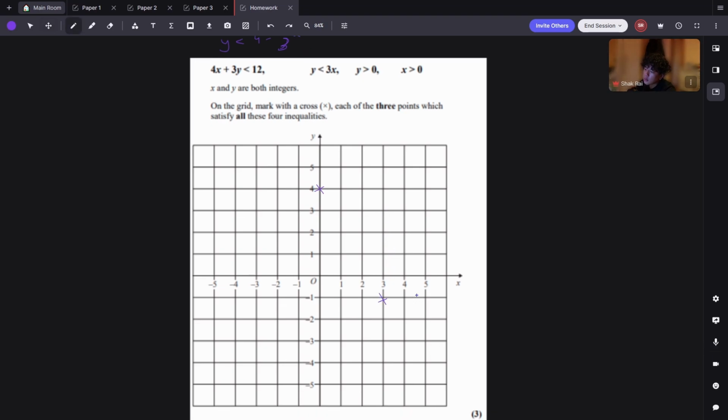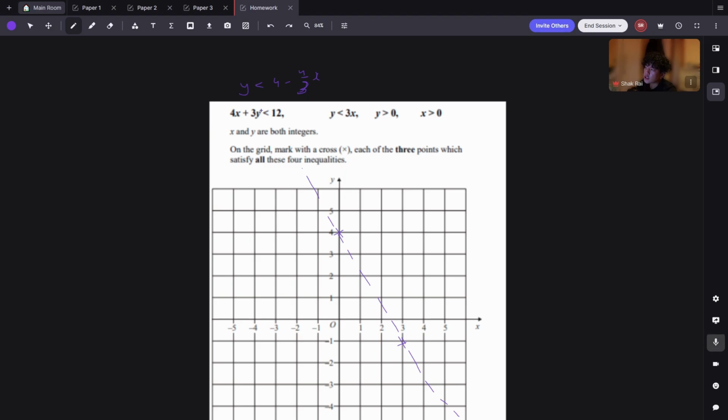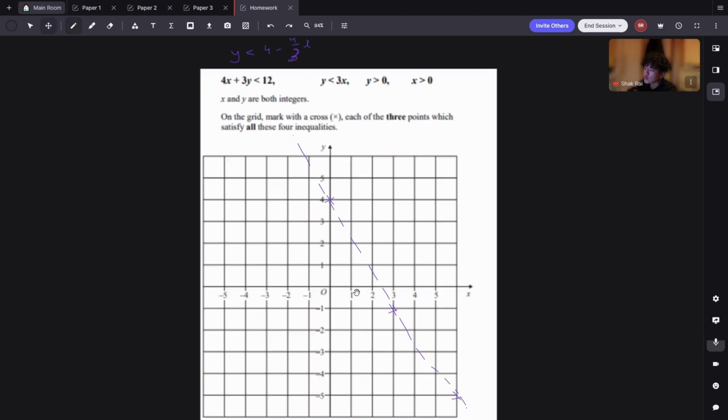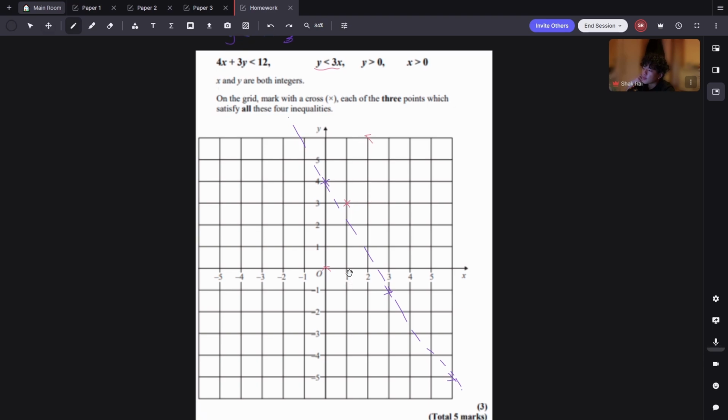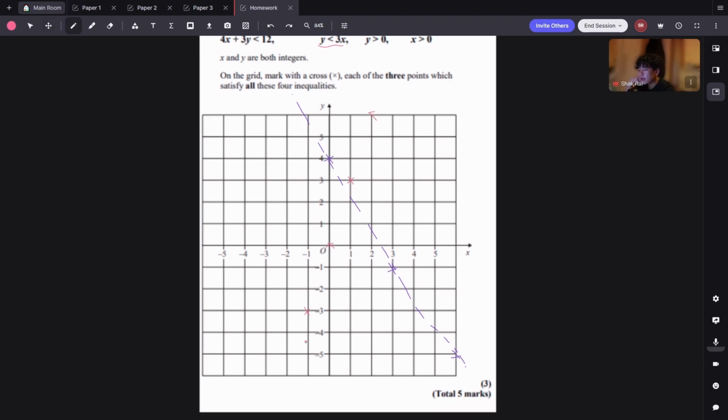1, 2, 3. 1, 2, 3, 4. Okay, I can't go upwards. So let me sketch that line out. It's going to look something like this. And it's a dotted line just because it's a less than. If it was less than or equal to, it would be a solid line. Y is greater than 3x. I'm going to make this into a pink line. The y-intercept is 0 because there's no plus c. For every 1 step across, it goes 3 up. And going left, it's 3 down. So the line's going to look something like this.